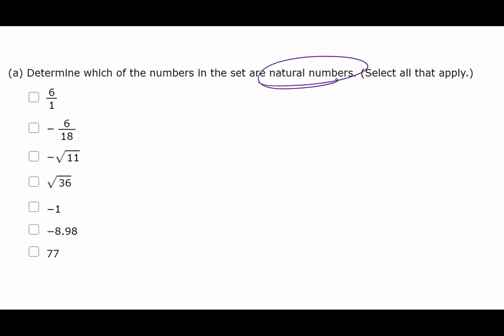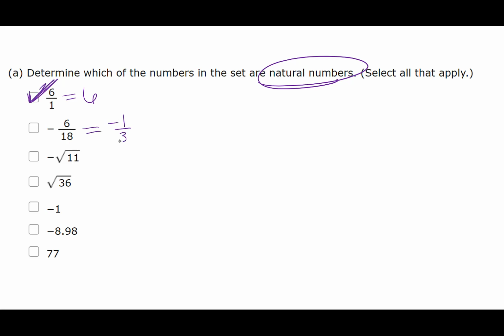Okay, so first question, which ones are natural numbers? Natural numbers is back to when you were a kid. 1, 2, 3, 4, 5, 6, 7, 8, 9, 10, and so on, or any number that may simplify to one of those numbers. Look at the first one. 6 over 1 in its simplest form equals 6. So this one is a natural number. Negative 6 over 18.